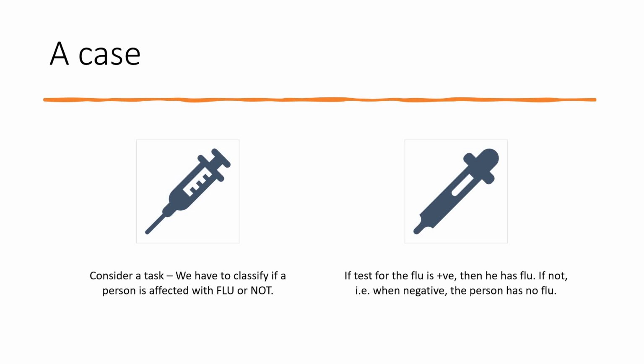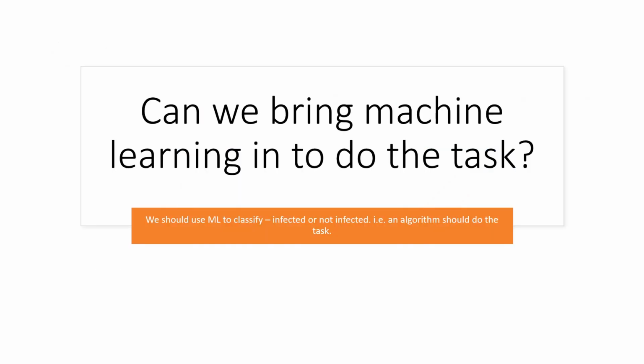Well, we are going to consider a case. We are going to classify if a person is affected with flu or not. If the test for flu is positive, then he has flu. He is infected. If the test for flu is negative, then the person has got no flu. He is not infected. That's all. He is infected or not infected.